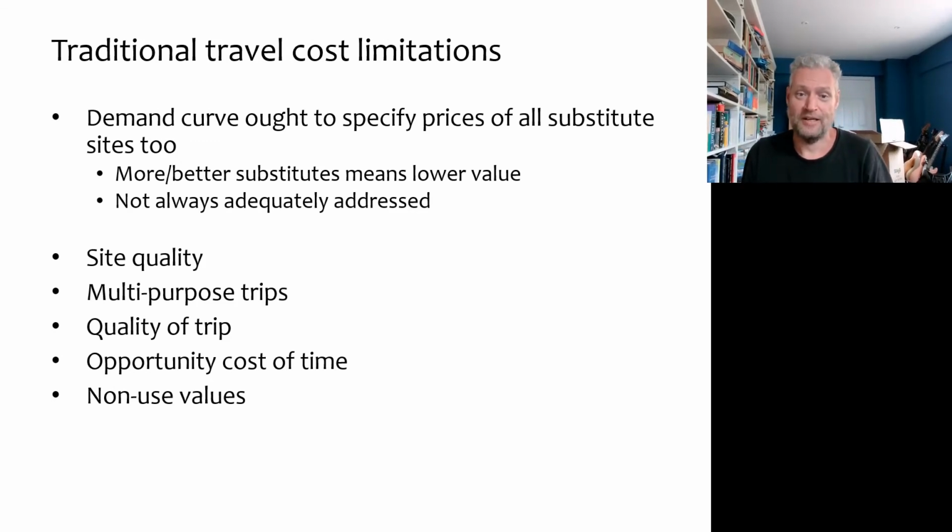There's all sorts of things that are less than perfect with these travel cost methods. The most important thing is that the demand curve that we just estimated looks at the price in terms of travel time and travel cost of only the site of interest. And that immediately assumes implicitly that competition doesn't matter. And really, it does.